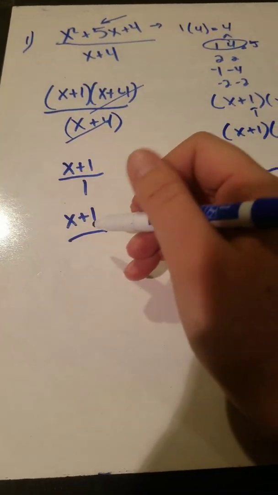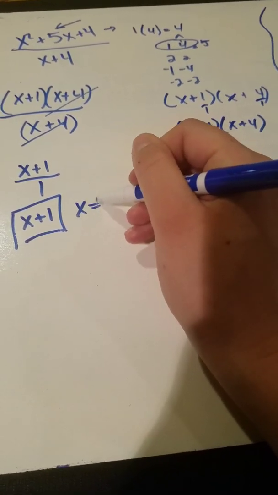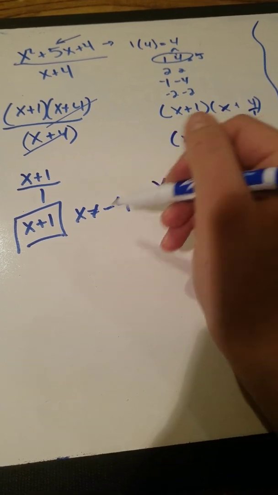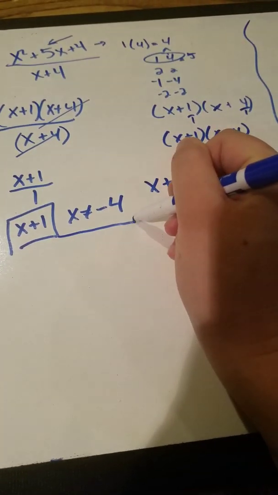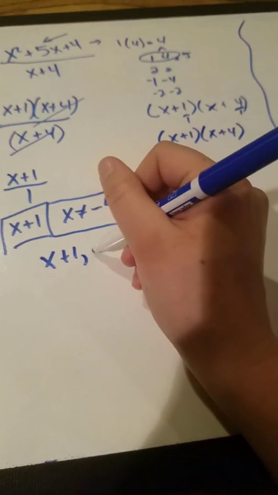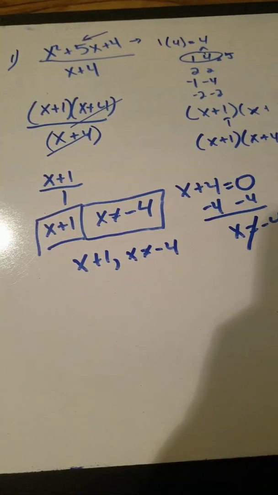So our answer is what's left over, and then what x cannot equal. So x cannot equal -4. Those are both parts of our answer. If we want to write it together, x plus 1, comma, or semicolon, and x can't equal -4.